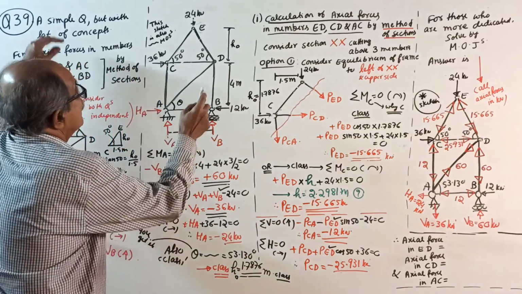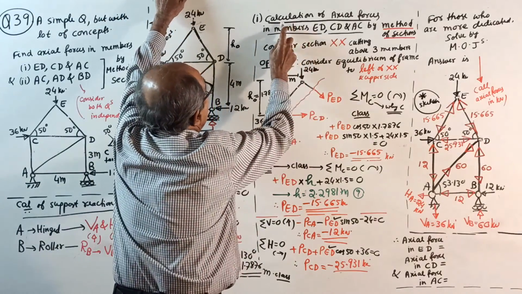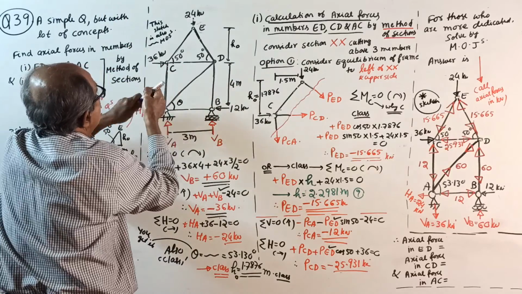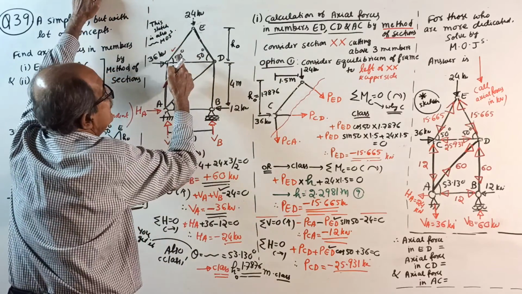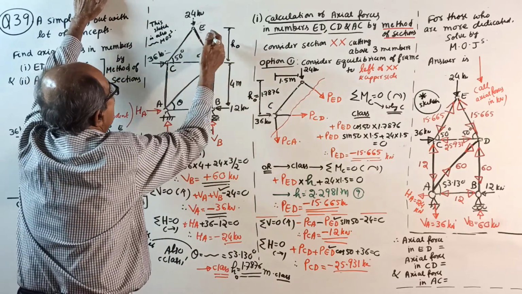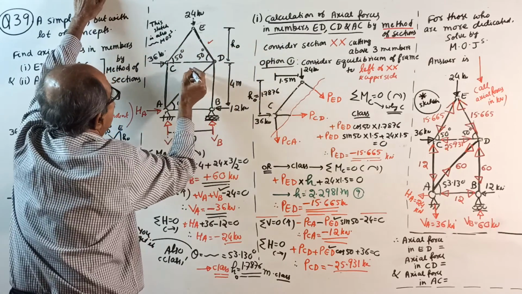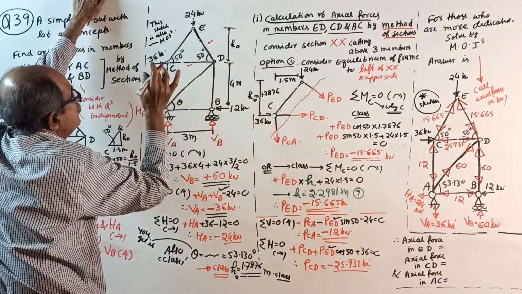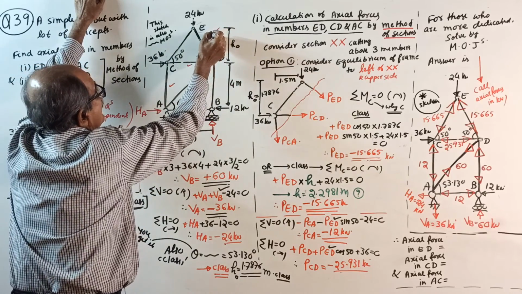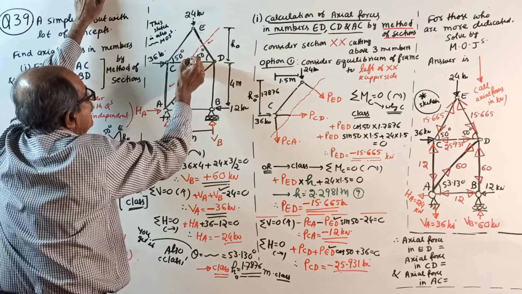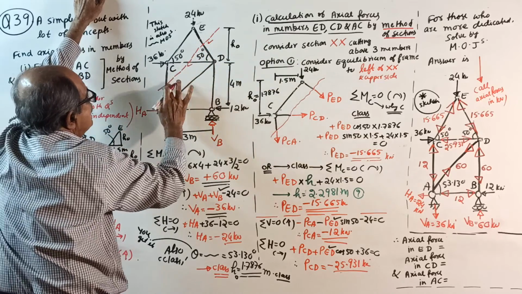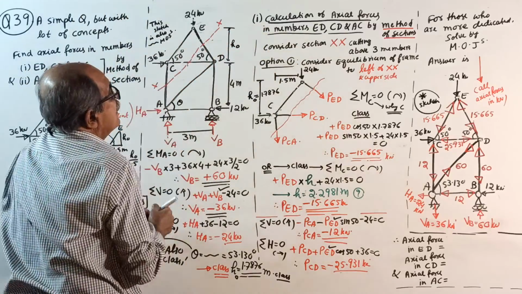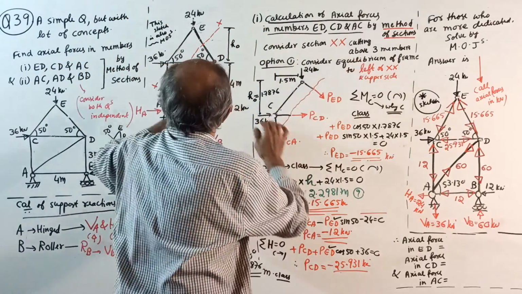Start. Consider section A, calculation of axial forces in members. See here, I'll put red color here. CE, no, not CE, ED, CD, and AC. These three members you want. Therefore, cut. Consider section XX cutting the above three members.